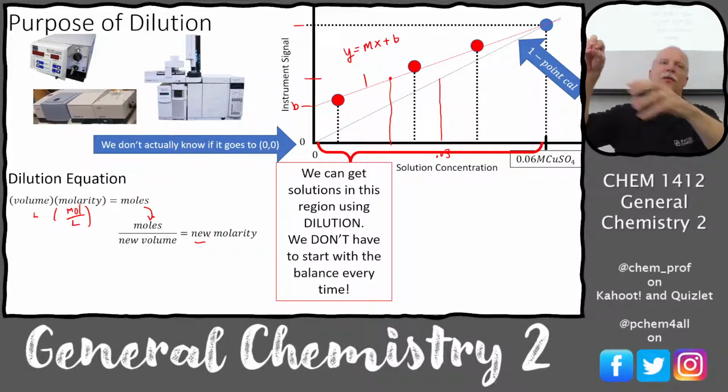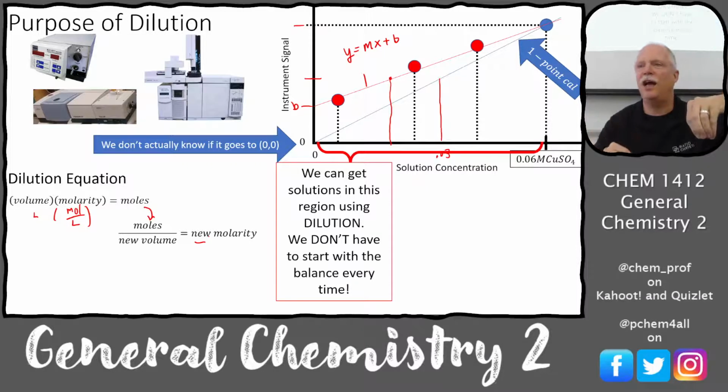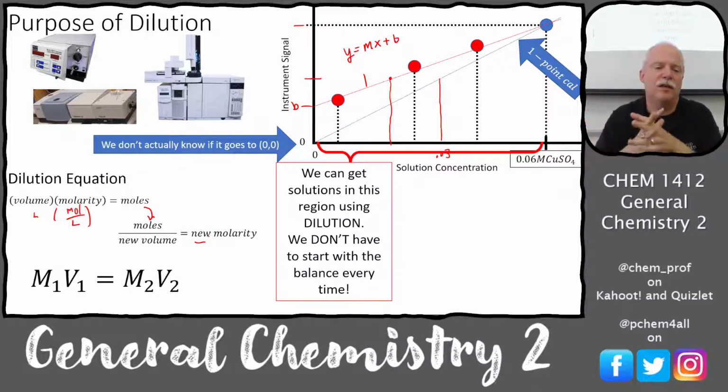When we take a certain volume of our stock solution and put it in a new flask and add more water, we're taking a certain amount of moles out of our stock solution and putting them in a new volume so we get a new molarity. And so this is the equation that we talk about, the M1V1. M1 stands for the concentration. So the molarity times the volume is equal to the new molarity times the new volume. Very simple equation, but it's the key to dilution.